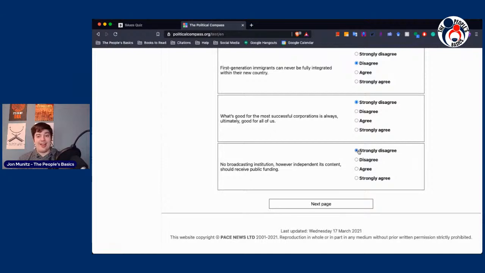Next, no broadcasting institution, however independent its content, should receive public funding. Strongly disagree. I think things like NPR and PBS are legitimate news organizations that help provide education. Obviously, there's going to be a question of how much you fund it, but I don't think it's a reprehensible idea that the public might want to fund some forms of educational content. Just makes sense to me. It's just another way of trying to help provide for the public education of society. Let's continue onward.